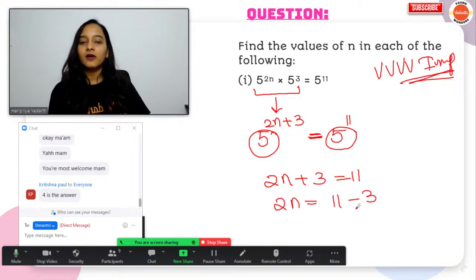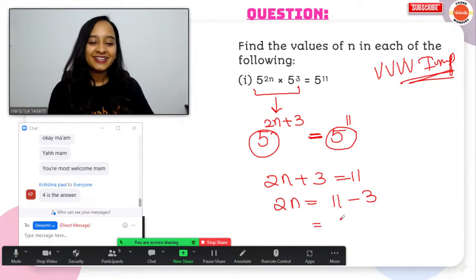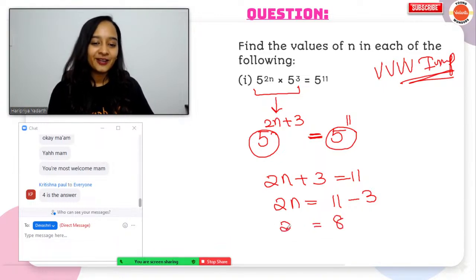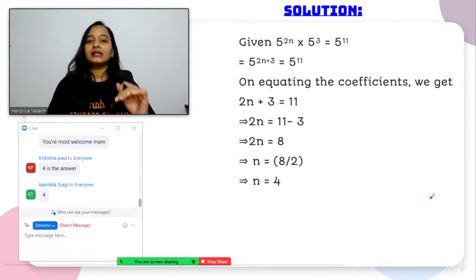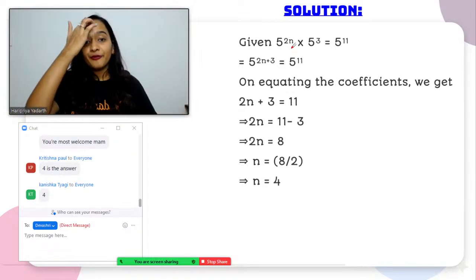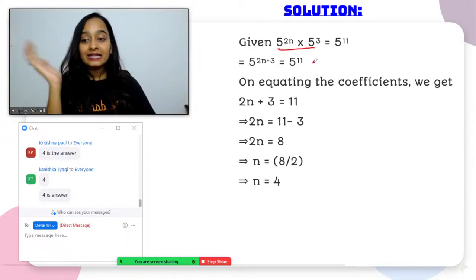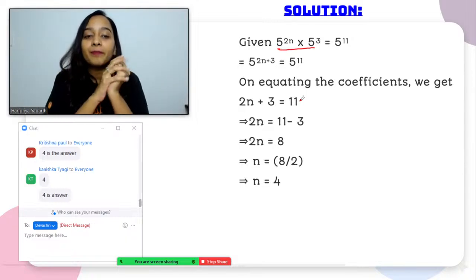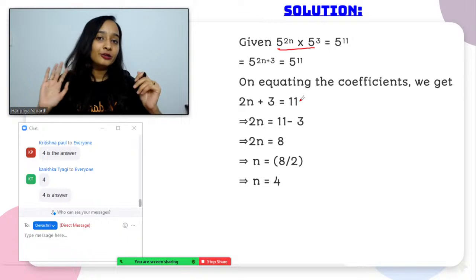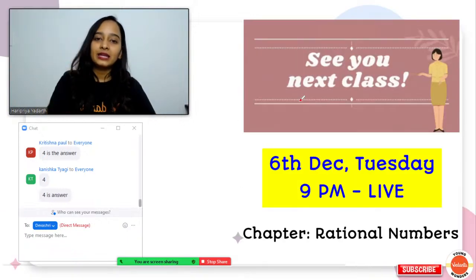4 is the answer. Awesome. Very good, Kritishna. Thank you for answering. So your n is equal to 4. So what is the value of n? It is equal to 4. Please remember, first use the laws of exponents. Then the bases will be the same. So you can equate your powers and then find the value of n using simple equations.